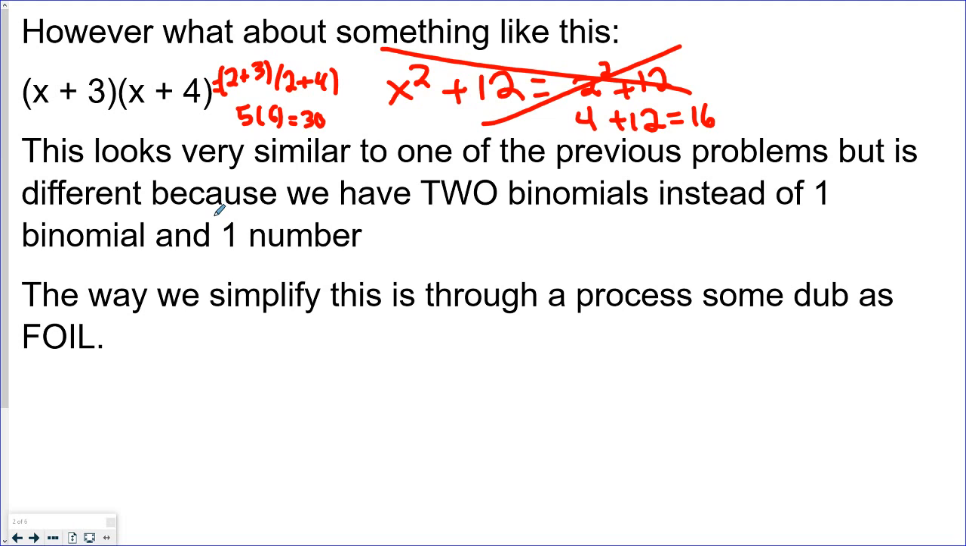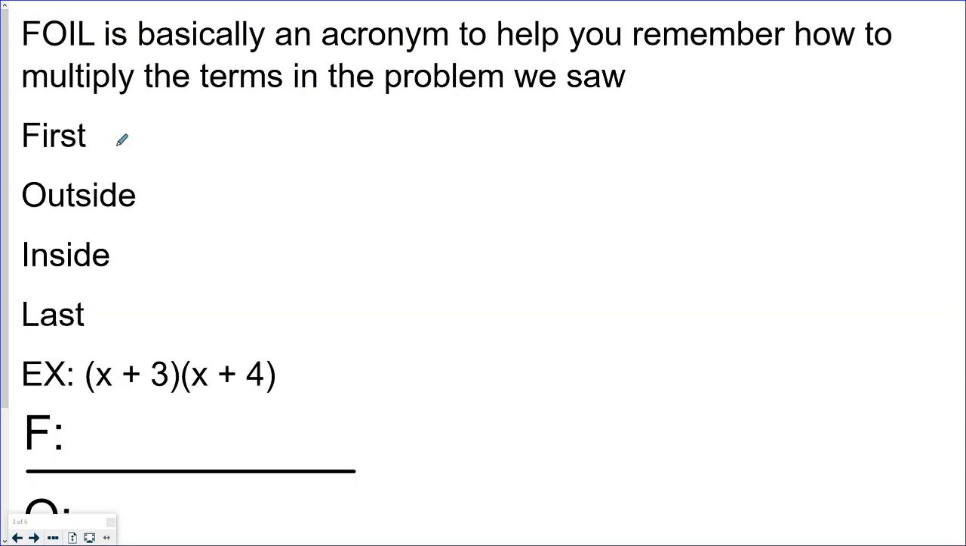So how do we do this then? How do we manipulate this so we don't have two binomials, but we still get the same answer? Well, the first and most popular process is called FOIL. This is an acronym. It's not actually a foil you use. It's an acronym. And what does the acronym stand for? Well, it stands for this.